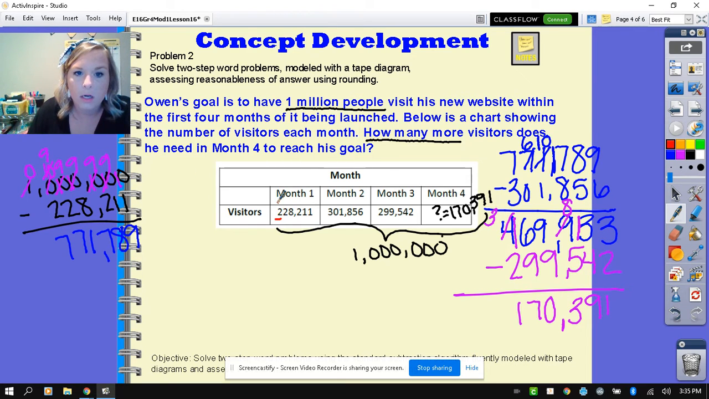So right here, month 1 would be equal to about 200,000. Month 2 would be rounded to about 300,000. And month 3 would be rounded to about 300,000. Okay, so I'm again going to start with my 1 million. And I'm going to subtract month 1, which when rounded to the nearest 100,000 was 200,000.